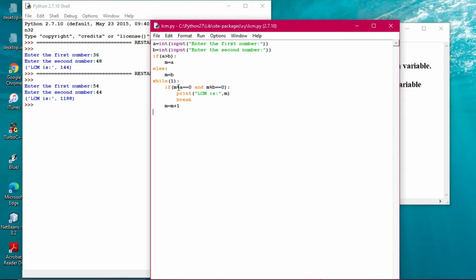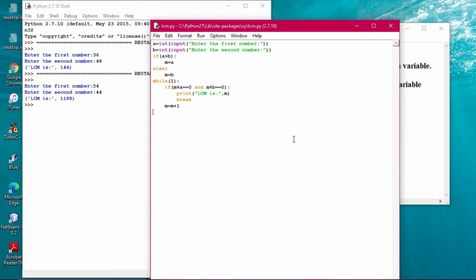Now what will happen? If it is not true, in that case M will keep increasing. 54 will become 55, then 56, 57, 58, and the iteration will go on. No need to bother about that. When 1188 comes, it will be divisible both by A and B, so that will be printed as the LCM, the least common multiple.